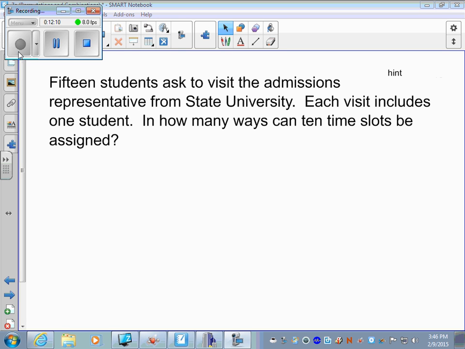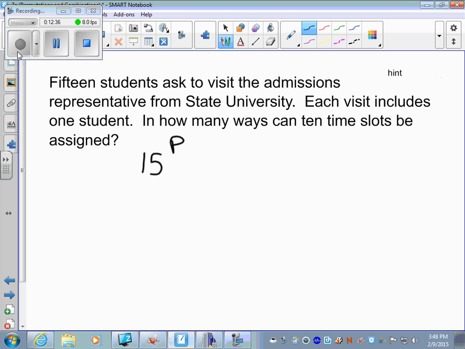15 students ask to visit the admissions representatives from state university. Each visit includes 1 student. How many ways can 10 time slots be assigned? Alright, for this it is a permutation. There's 2 different ways I'll solve this problem. The easiest way is there's 15 total, it's a permutation and you're choosing 10 time slots.